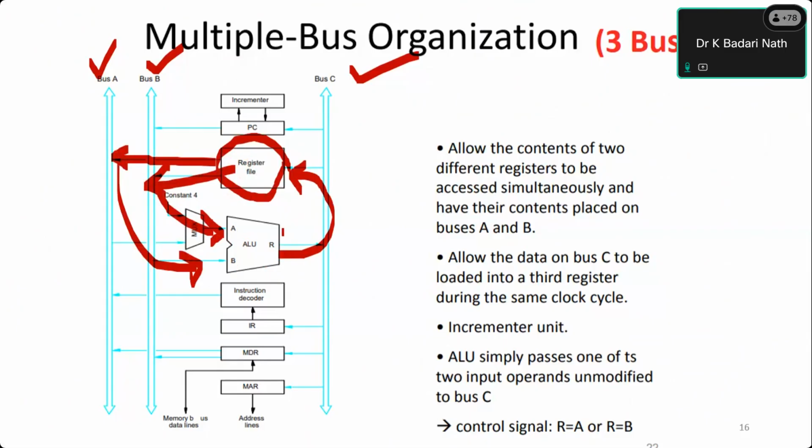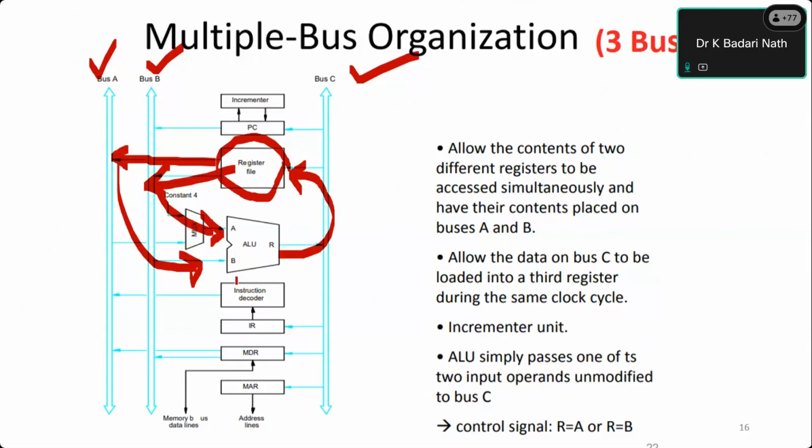Because the register file is connected to three buses: bus A, bus B, bus C. All are different. So in one clock cycle, adding the two registers and placing the answer into another register can be completed. This is an advantage of a three bus architecture.